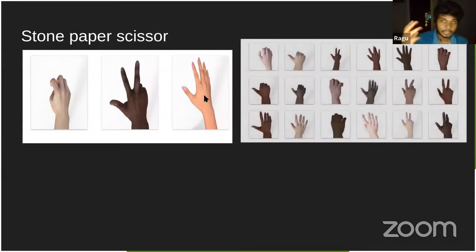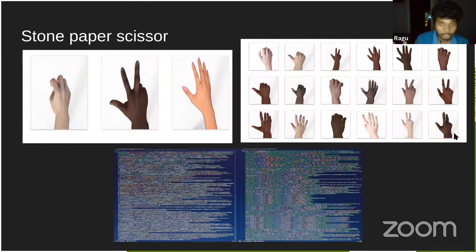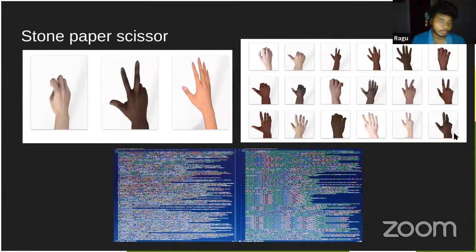But if you have different demographics of hands, like people who show stone, or having a thumbs up, things like that, how will you be able to solve this problem? For this, you have to write thousands of lines of code. This is not an optimal way. So for this, we will learn how to do this process. So we'll move on.